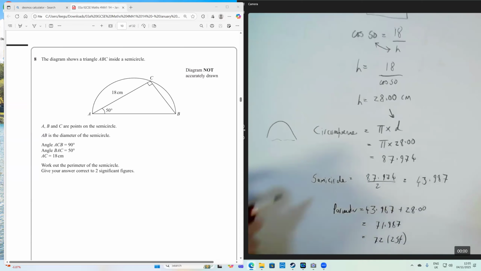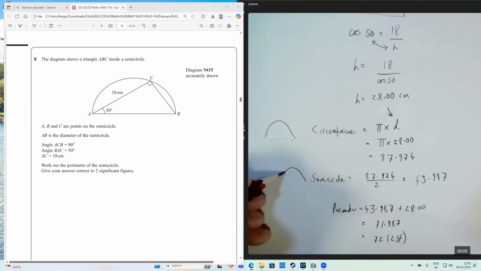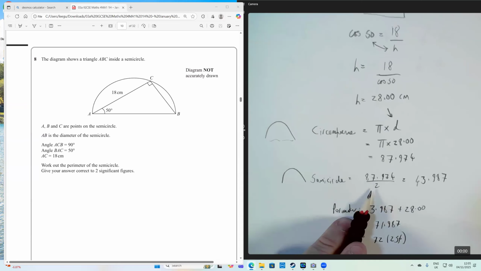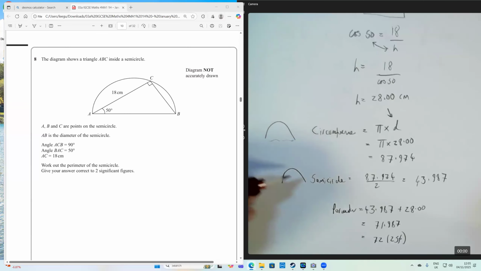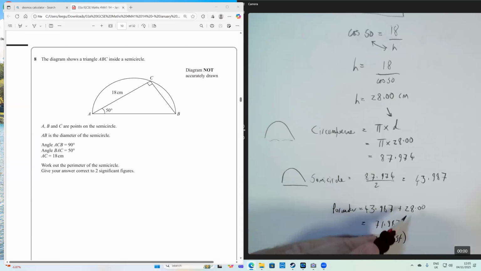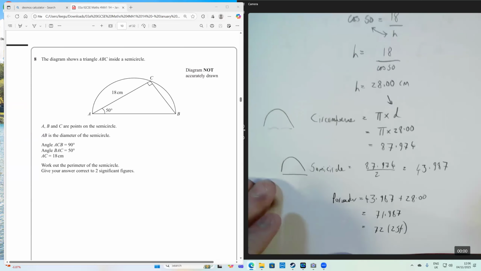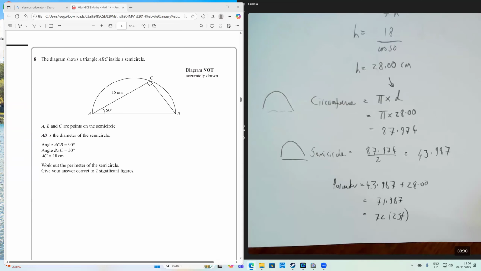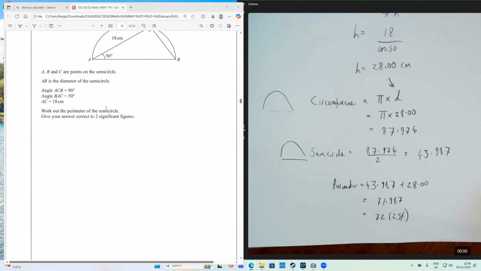87.974. So the perimeter of the semicircle is that divided by 2. So 43.987 is the perimeter of the semicircle. And then all we've got to do is add on to the semicircle the diameter, and we've got the perimeter of the whole shape. The diameter we found was 28. So when we add those together, that gives us 91.987. We're asked to give our answer correct to 2 significant figures. So that's going to be 72 correct to 2 significant figures.